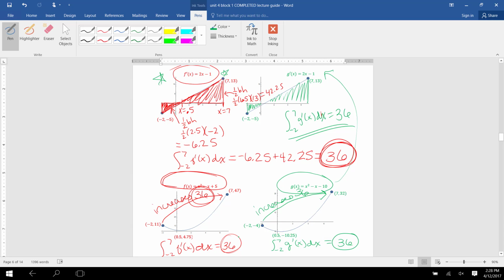You don't know. All you know from the calculation you do above is that whatever that original f of x or g of x function looked like, we know it increases a total of 36 units from x equals negative 2 to x equals 7. You cannot tell how high f of x is or how low f of x is. You can only tell that it increases 36 units.